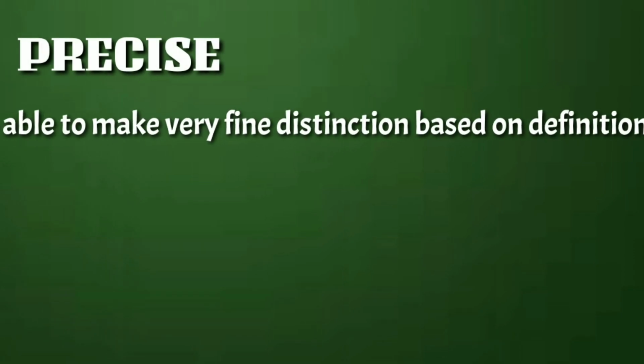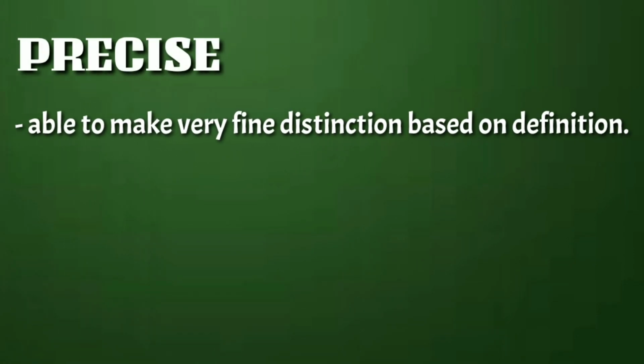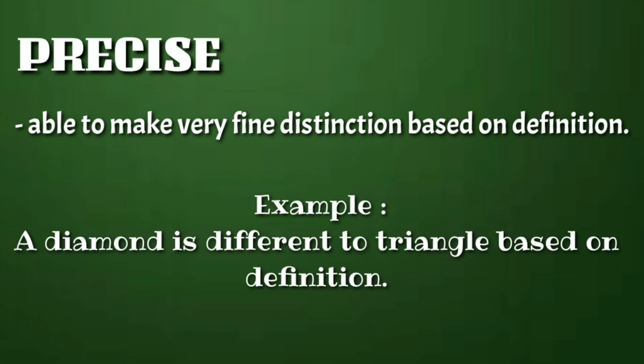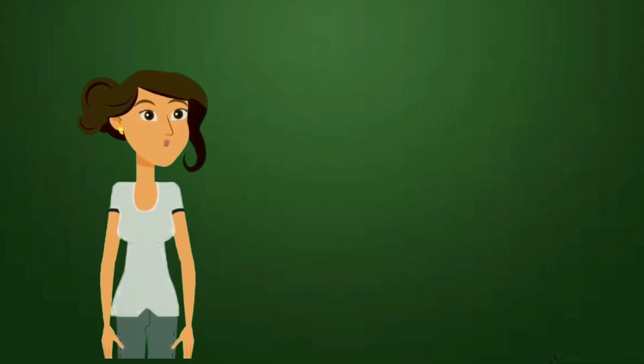Precise: able to make very fine distinctions based on definition. Example, a diamond is different from a triangle based on definition. A diamond has 4 sides, while a triangle has only 3 sides. Precise means accurate or exact. There are many symbols in mathematics.